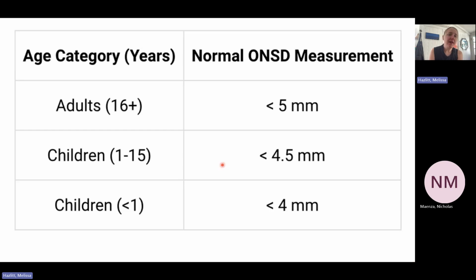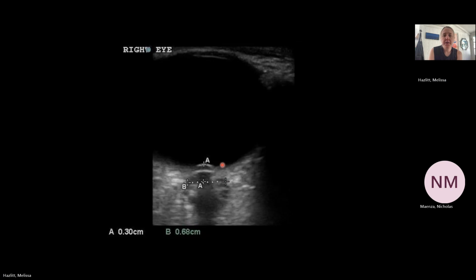I haven't memorized these, but if I was to do this study on a younger patient, you could always look up the differences in expected optic nerve sheath diameters based on age. Obviously when you're a little tiny peanut, you're going to have a smaller size than when you're a full-fledged adult. And we'll get into the basics of that.